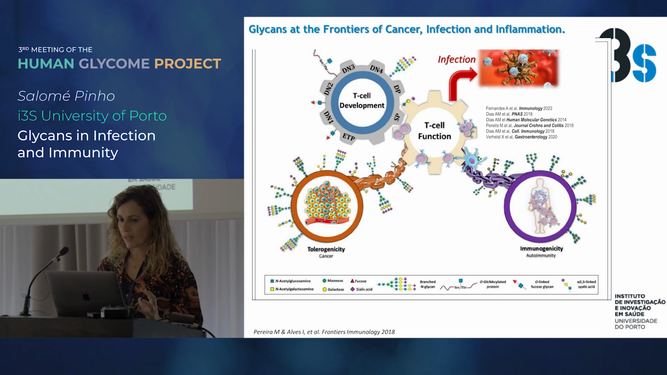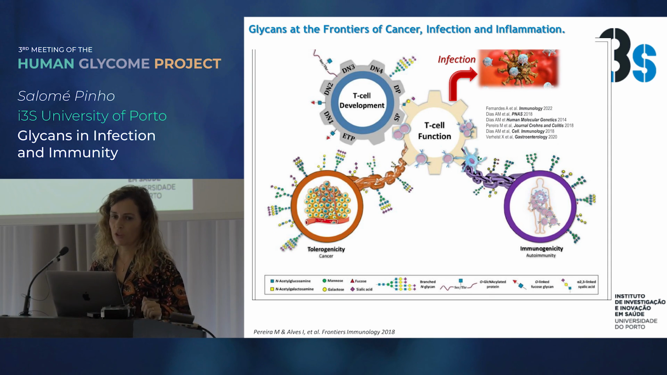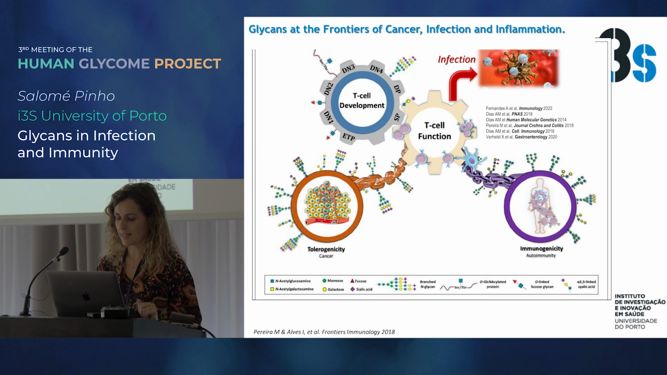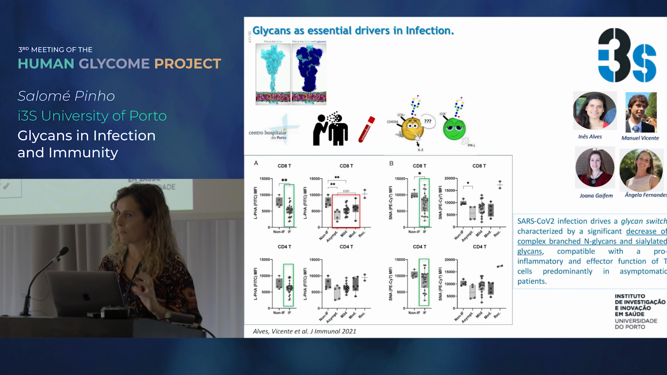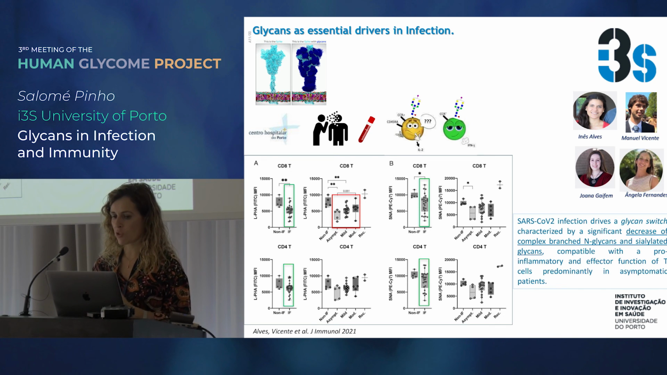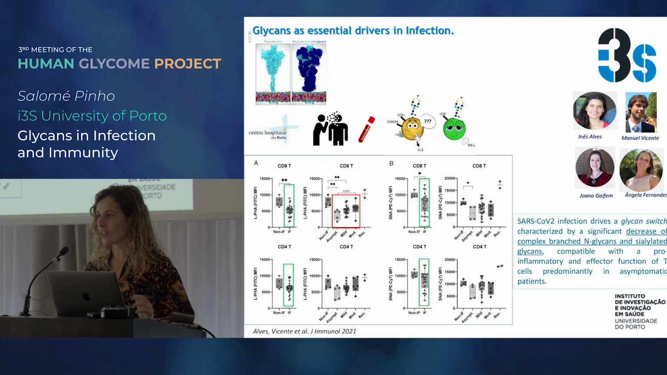So Inês, Joana Gaifang, who is also one of the postdocs in the group, also here in this meeting, Angela and Manel Vicente, we created essentially a task force. We established a collaboration with Porto University Central Hospitals. We collected blood samples from patients infected with SARS-CoV-2, and we decided to glycoimmune profile T cells. It was very interesting to see that after SARS-CoV-2 infection, in comparison with individuals not infected, there is a clear glycan switch on T cell glycosylation, with a significant decrease in complex branched glycans and a decrease in sialylated glycans, mostly on CD8 positive circulating T cells.